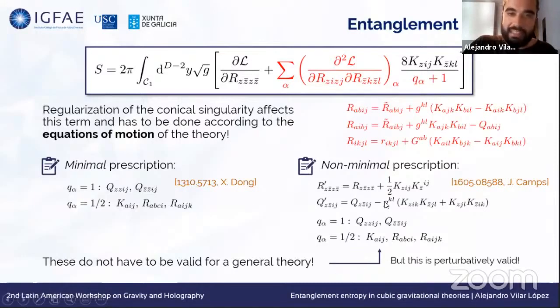What we know is that at least this non-minimal prescription is perturbatively valid, because Joan Camps did this using the regularization imposed by the general relativity equations of motion. This term will be higher order. If you have a higher order theory, this will be proportional to the couplings of the higher order theory, because the GR Lagrangian has zero second derivative. So you can regularize according to the GR equations of motion to calculate everything here, because any change would be higher order. So this is valid perturbatively. That's the message. This one was the original proposal by Dong.